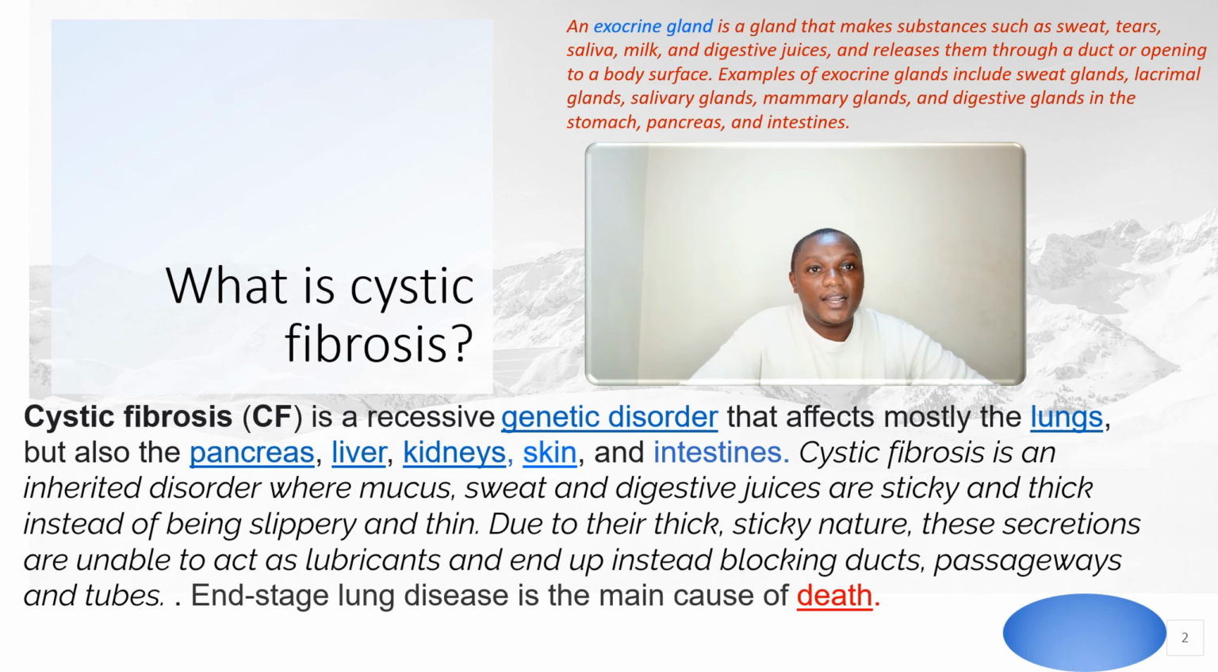So end-stage lung disease is the main cause of death. Cystic fibrosis affects exocrine glands. An exocrine gland is a gland that makes substances such as sweat, tears, saliva, milk, and digestive juices and releases them through a duct or an opening to a body surface. Examples of exocrine glands include the sweat glands, the lacrimal glands, the salivary glands, the mammary glands, and the digestive glands in the stomach, pancreas, and the intestines.